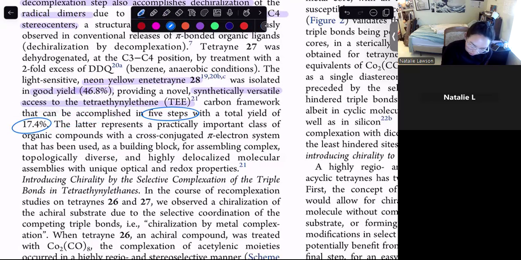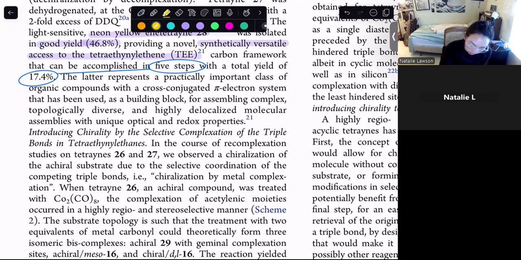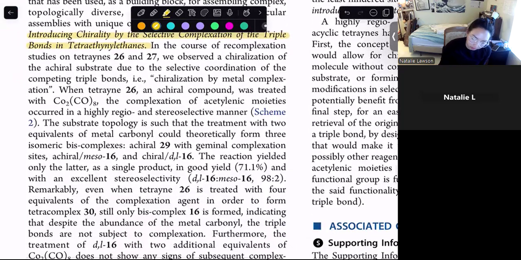Oh, class organic compounds. The complication of something when it's getting higher. Okay.